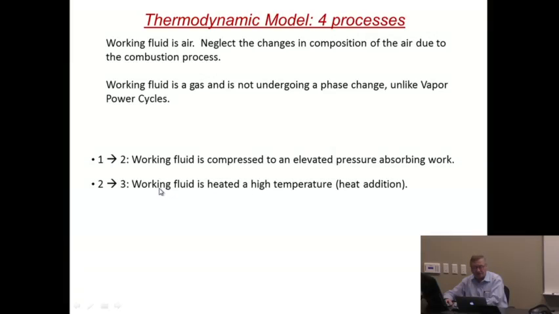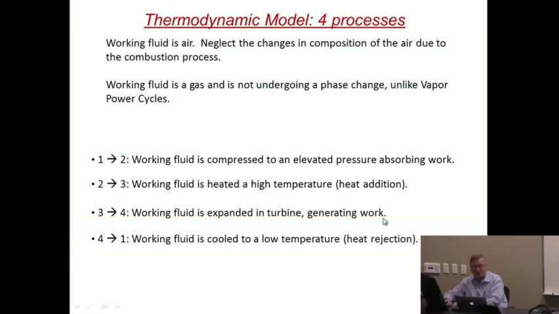Second, in the combustion chamber, we add heat to the air. The working fluid is heated to a high temperature, but the pressure in this step is the same as the exit pressure from the compressor. Then the working fluid is sent into the turbine where it generates work. So you now lose both pressure and temperature as it expands and does work. And these are the three stages of the engine. Now, to complete the cycle, we're going to cool the working fluid to a low temperature and reject the heat.